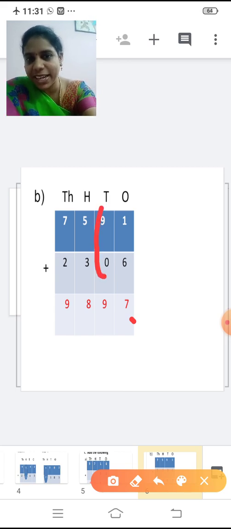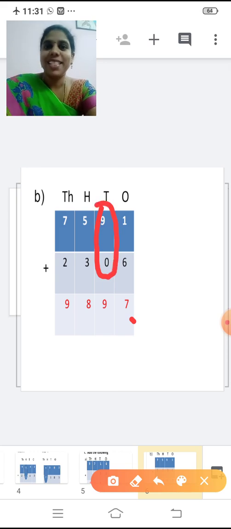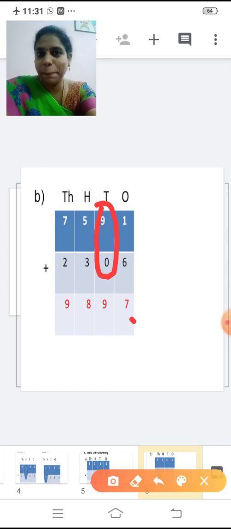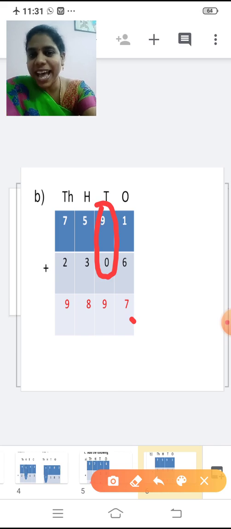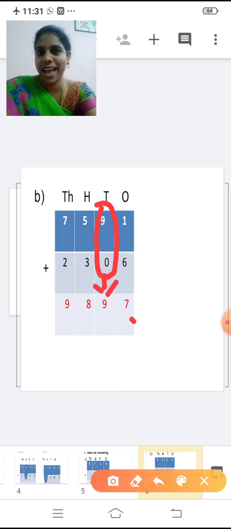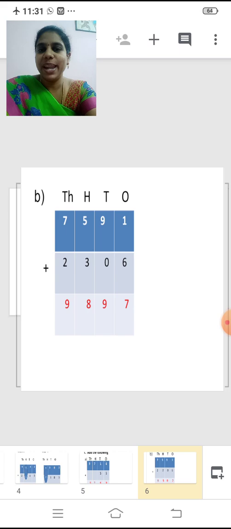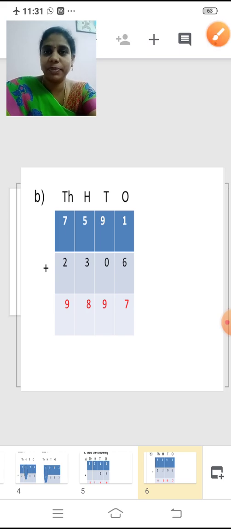Now we have to add the tens place, isn't it? 9 plus 0. When you add 0 to any number, what will happen? The number will be the same, right? The number will not change. So 9 plus 0 is 9. Write 9 there. If you add 0 to any number, the answer will be the same. 9 plus 0 is 9.